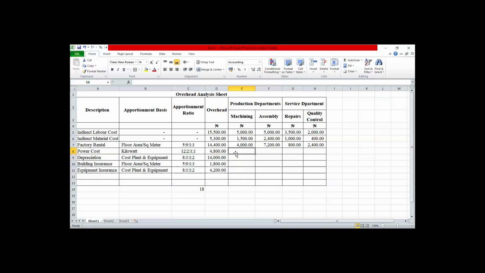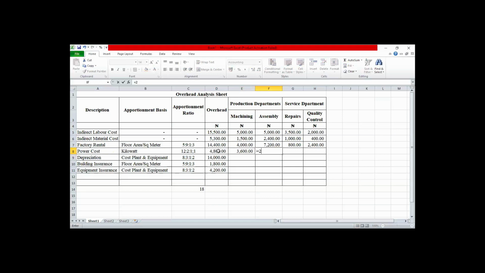Okay. Let's do the second one. What is the addition of the ratio of the second one? 12 plus 2 plus 1 plus 1. 16. What do we have? 16, sir. The first one will now be 12 over 16 times 4,800. That's 3,600. Is that what you have gotten? Yes, sir.